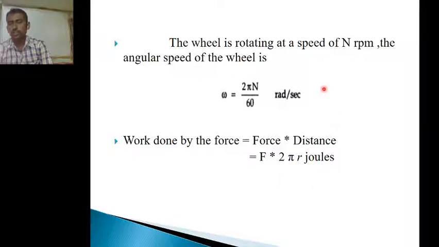The rotor is circular in shape, so the perimeter of the circle is 2 pi r. So we can write force into distance as F into 2 pi r.